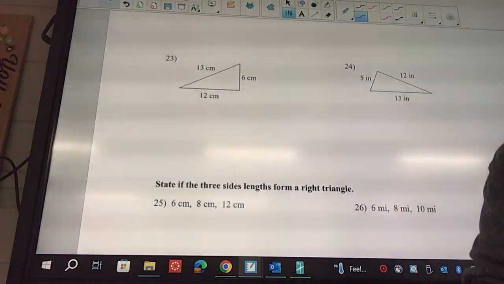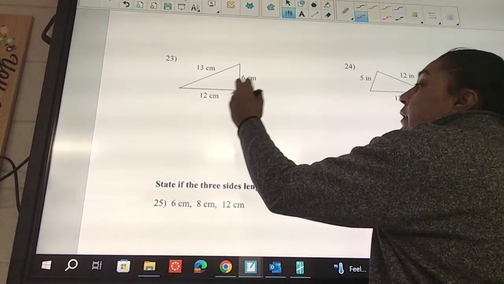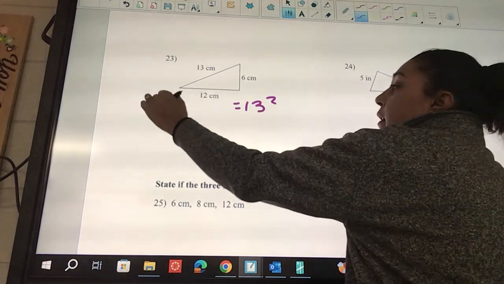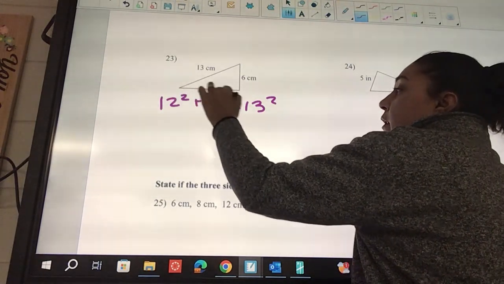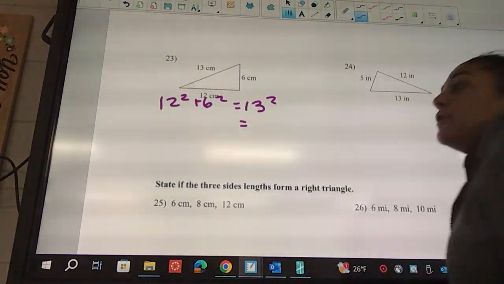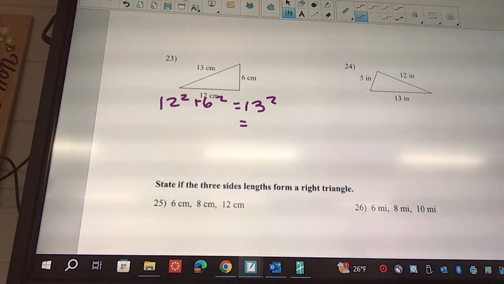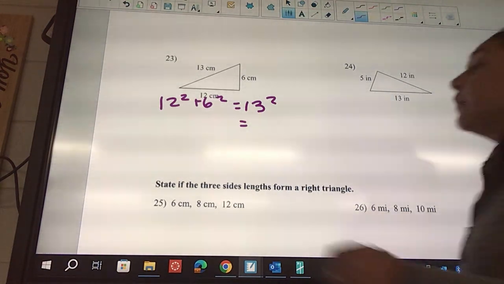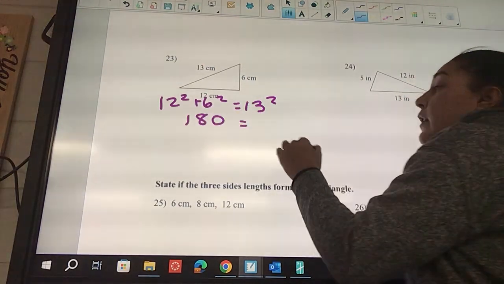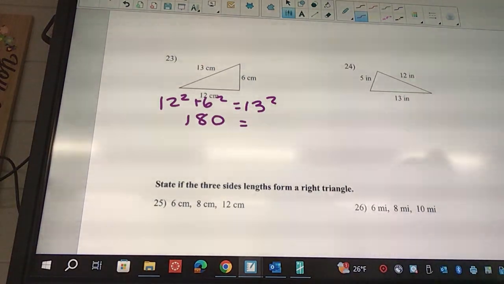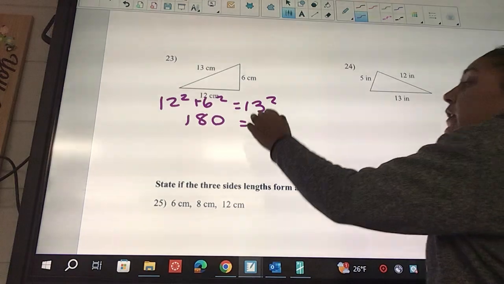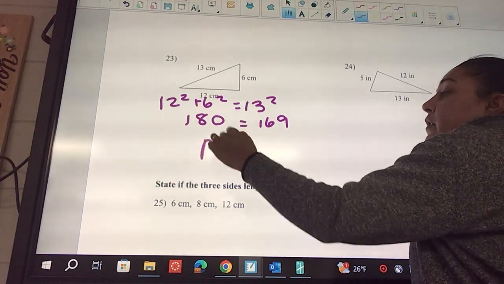Okay, which one has to be my C? A 13. So I'm going to have 13 squared on one side, a 12 squared plus a 6 squared on the other side. What is 12 squared plus 6 squared? 180. 180 equals 169. So this is going to be a no.